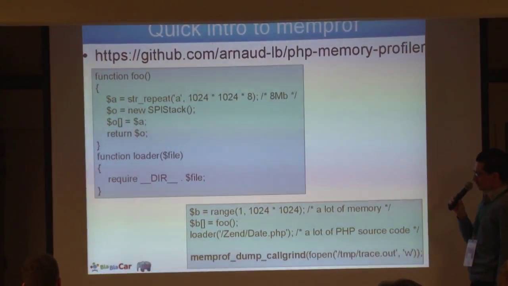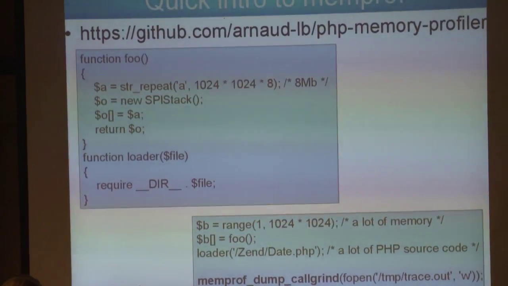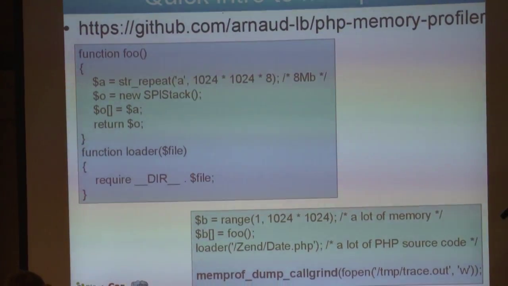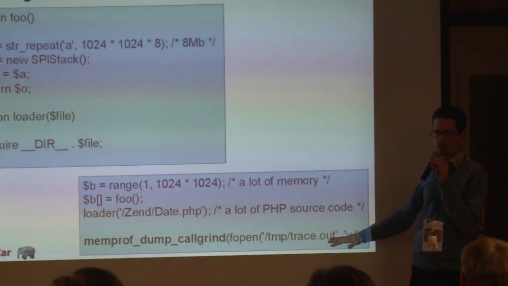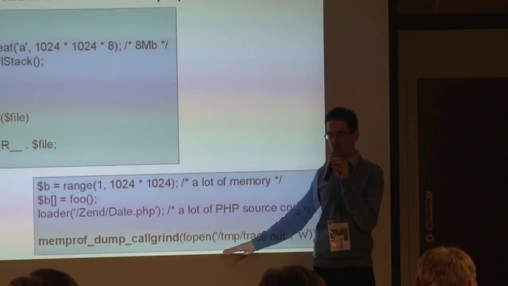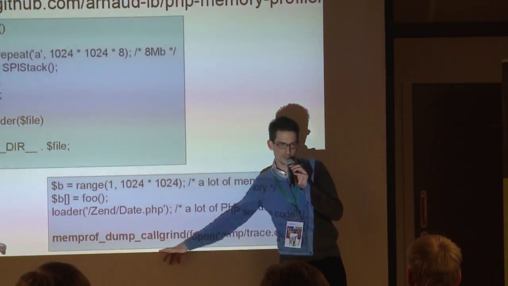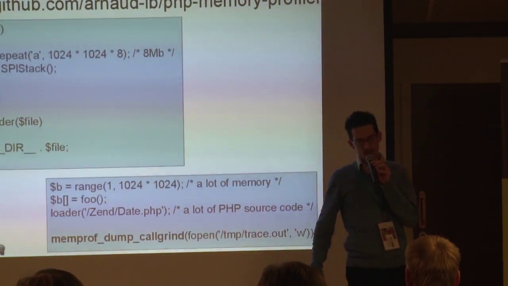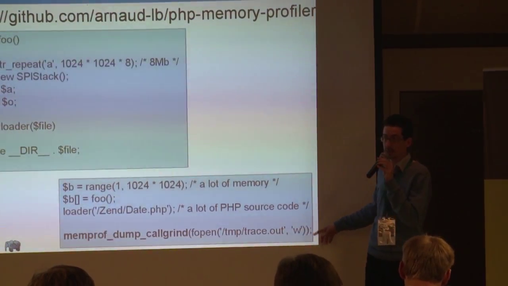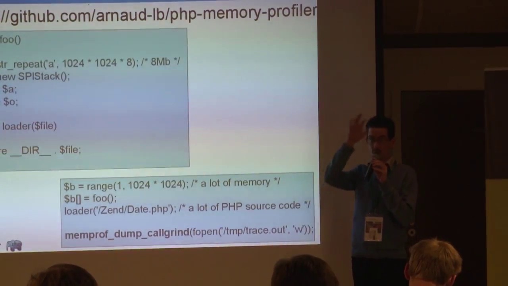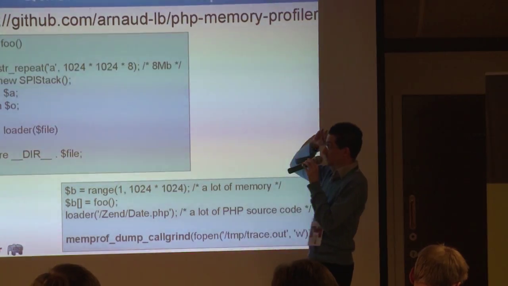And this is an example of Memprof usage. Memprof is just one function. It says, dump the memory usage of PHP to a file, and then I can use that file with something like dot or KCachegrind, you should know. It's the same as an Xdebug trace, but it's for memory usage. So here is something interesting.